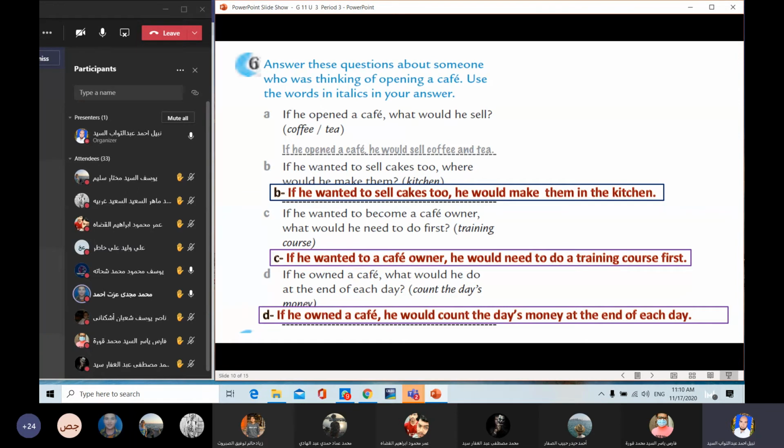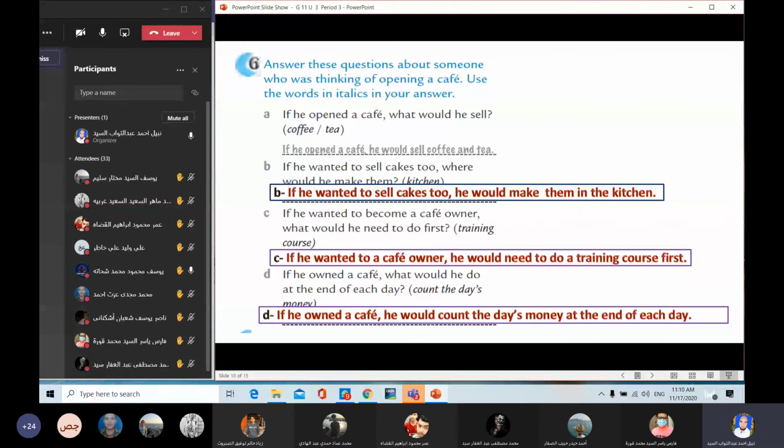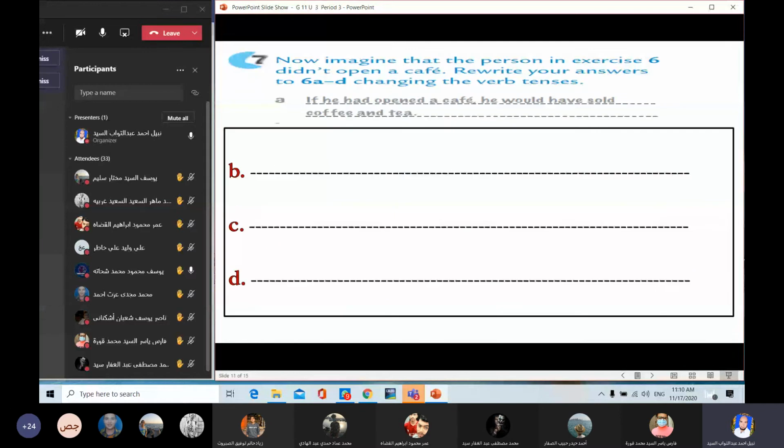Now, what we said now we converted into first, second conditional. We are going to change them into third conditional. Why? Because we are imagining that the person in exercise 6 didn't open a cafe. Imagine that he didn't open the cafe.